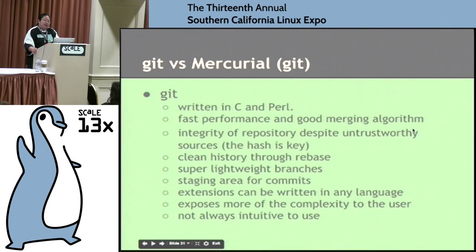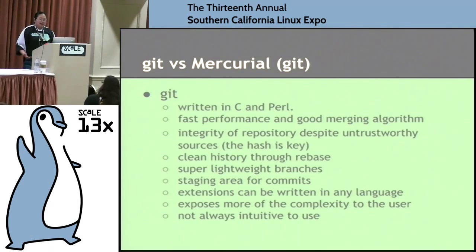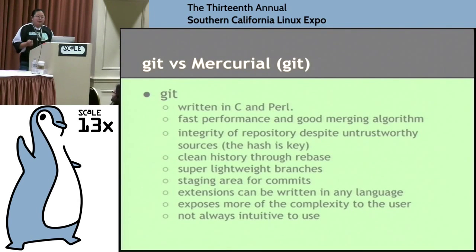Before I get into why that doesn't mean that they're interchangeable, I'll get into a little bit more detail about how Git and Mercurial are different. Git was written in C and Perl, and it was aimed at being really fast, and at making merging really, really easy. So it's got a really good merging algorithm. You'll notice that Git merges things behind the scenes all the time and doesn't bother you.